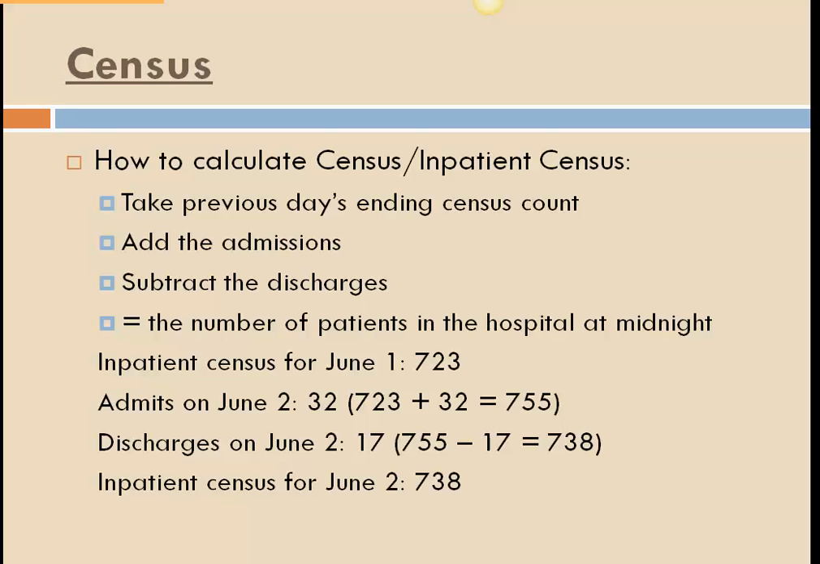So here's an example. If the inpatient census on June the 1st was 723 at midnight, at the census taking time, and then after that point, on June 2nd, there were 32 admissions. So I'm going to add 723 plus my admissions of 32, and that gives me 755 patients. Now I've got to subtract out my discharges. So there have been 17 discharges. 755 minus 17 gives me 738. So my inpatient census for June the 2nd would be 738.